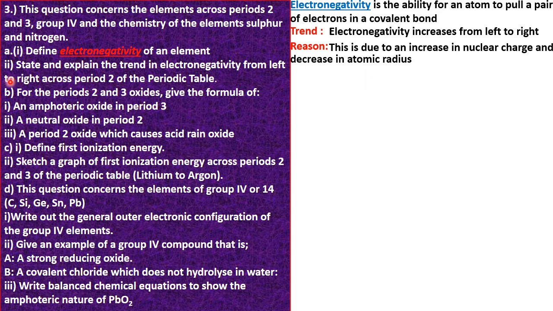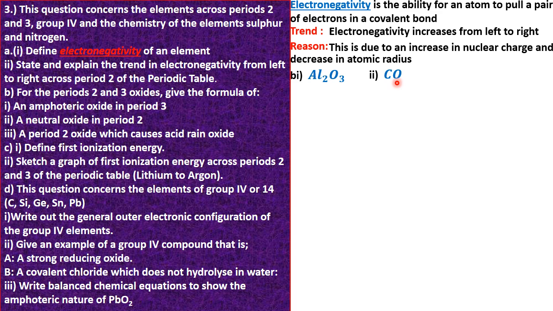Okay, the next part, that's the B part, is saying that for the period 2 and 3 oxides, we should give the formula of an amphoteric oxide in period 3, and a neutral oxide. So for an amphoteric oxide in period 3, we simply have aluminium oxide. If they're asking for an amphoteric oxide in period 2, then beryllium oxide will be the best option. But since they're talking about period 3, aluminium oxide will serve the task. Then a neutral oxide in period 2 must be carbon monoxide. If you're talking about period 3, then silicon monoxide has to be the best option.